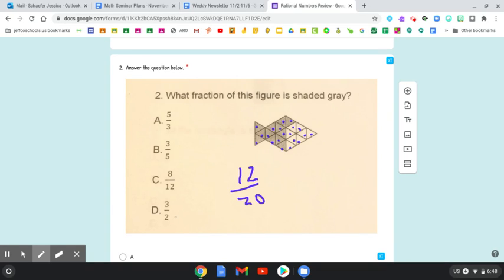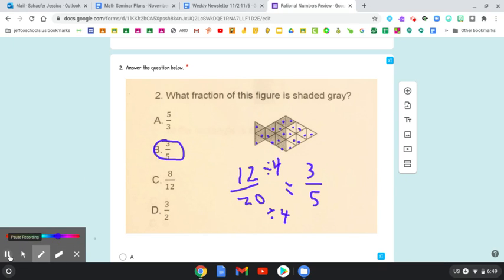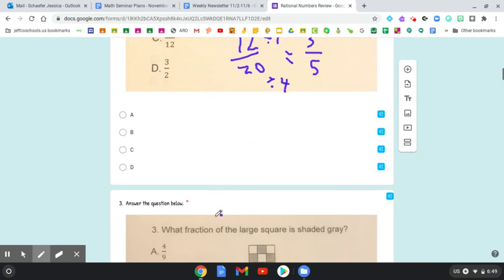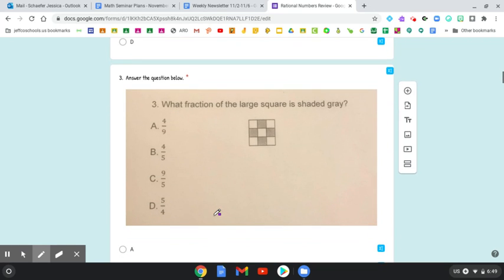That doesn't mean that I've done something wrong. It means I need to simplify. So I'm thinking about what can go into both 12 and 20. 4 will work again. 4 is a common factor that will go into both. 4 will fit into 12 3 times, and 4 will fit into 20 5 times. So 3/5 is my answer that I want. So we're looking for simplifying. If your answer doesn't show up, then simplifying is what you need to think about.